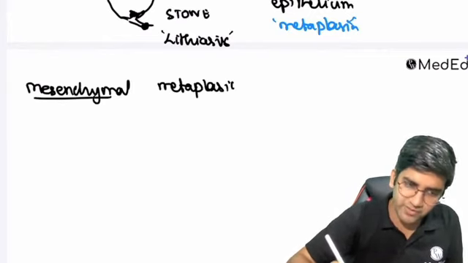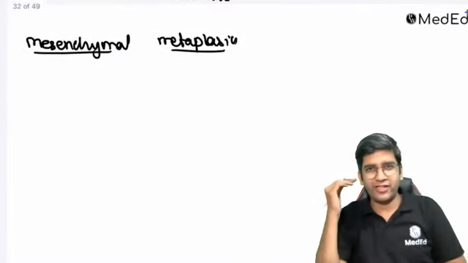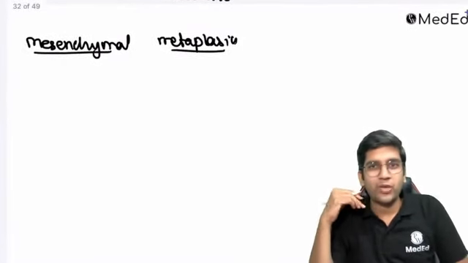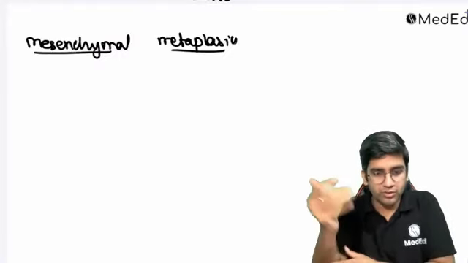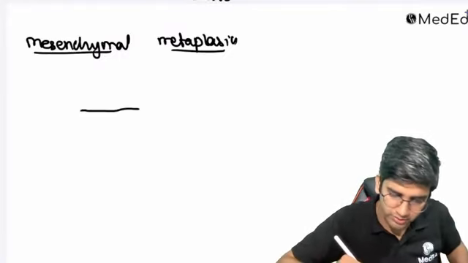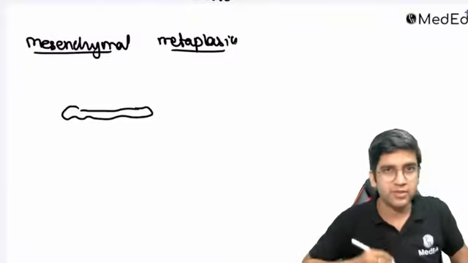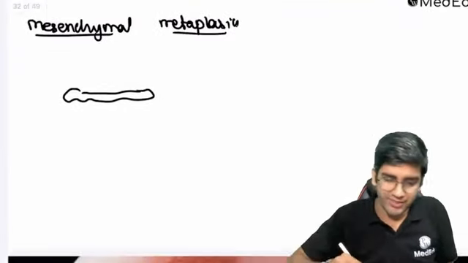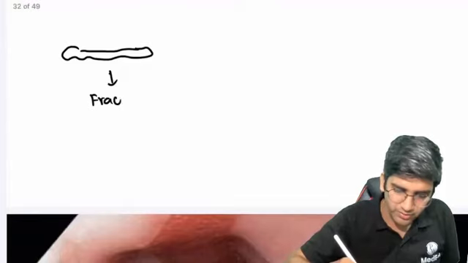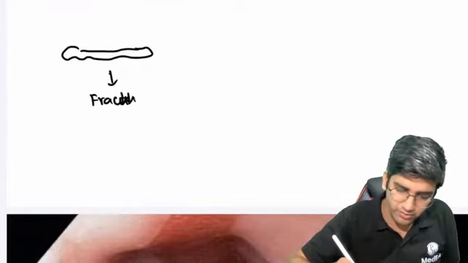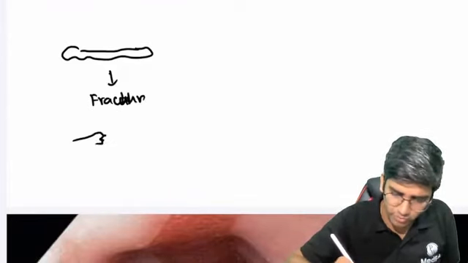One simple example for mesenchymal metaplasia, which most of you can relate to easily. When you have a fracture, what's the first step? You fall down. I'm having a beautiful bone, not a very good bone, but there's a bone, right? So when there's a fracture, it automatically breaks, right? The bone breaks.